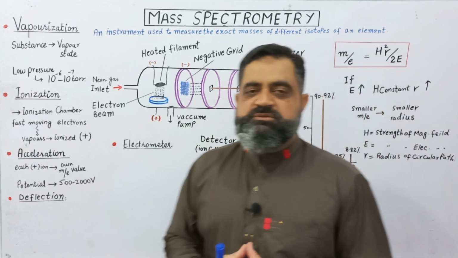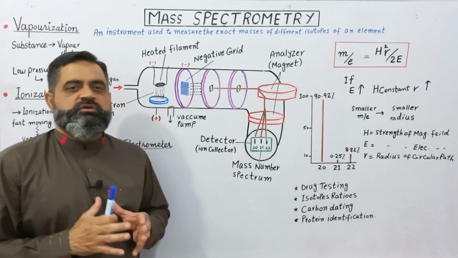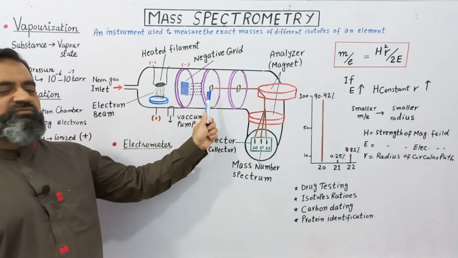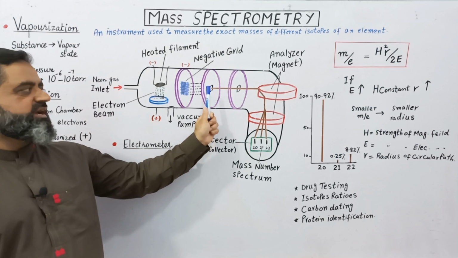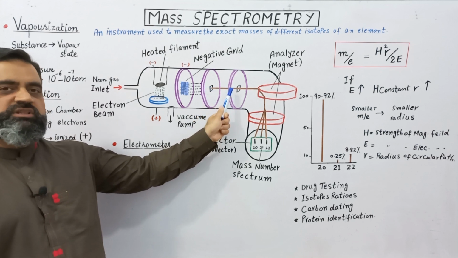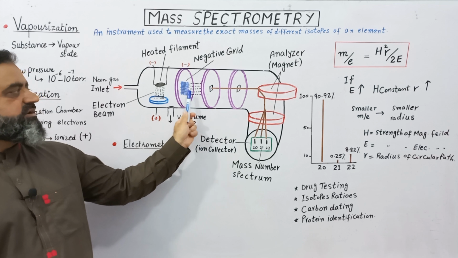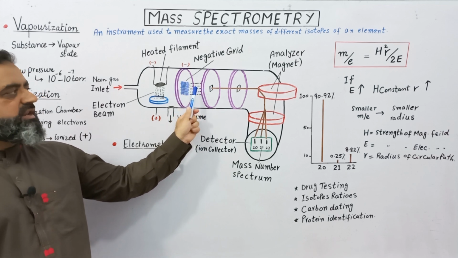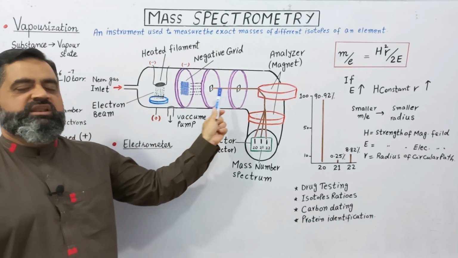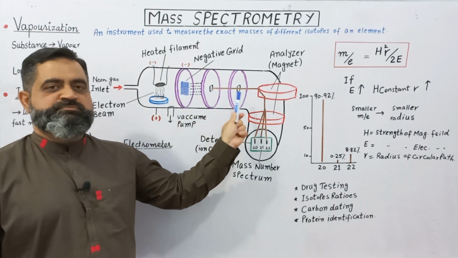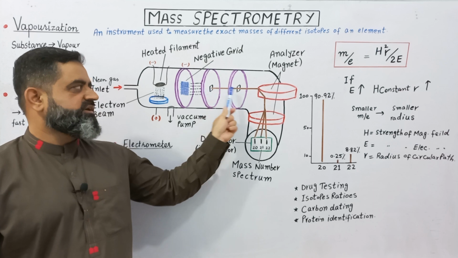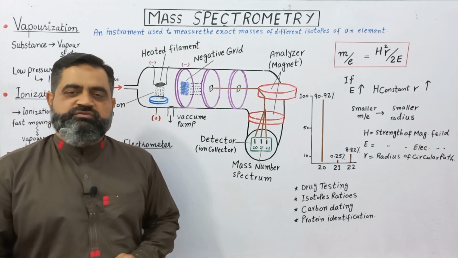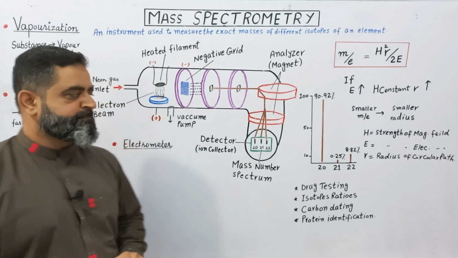Now, these positive ions which are collected at the negative grid are going to be accelerated with the help of accelerators, which have a small slot in the center, and these beams of positive ions are going to be collected in a single beam and moving at a very fast speed through the accelerator slit. So this is the third step of the mass spectrometer.